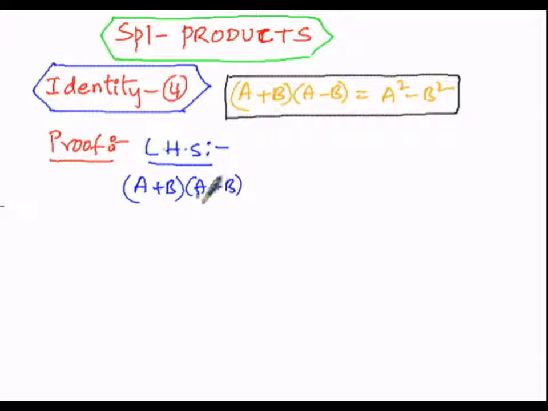So, we have to multiply these two brackets. In order to multiply these two brackets, first of all, we have to multiply the first term of the first bracket, that is a, with the entire bracket, that is a minus b. Then later we have to multiply the second term of the first bracket, that is b, with the entire bracket a minus b. So, the resultant will be in this manner: a into the entire second bracket, a minus b, then plus b into the entire bracket, a minus b.